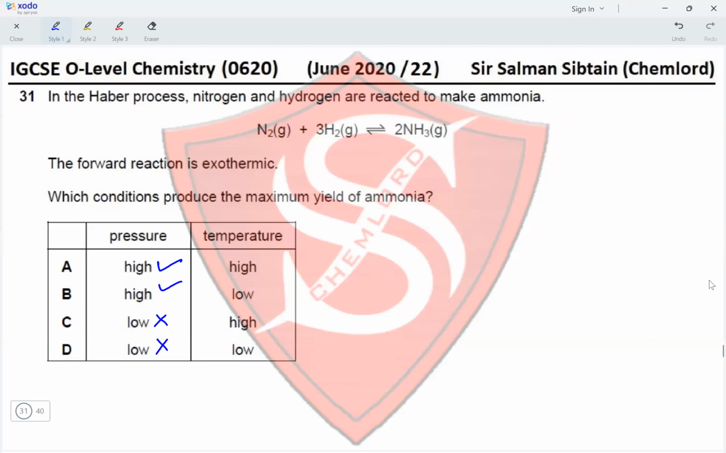And temperature, since this reaction is exothermic, a decrease in temperature will favor the exothermic side of the reaction. So a lower temperature would favor the production of a maximum yield of ammonia. This eliminates option A, making option B the correct option for this question.